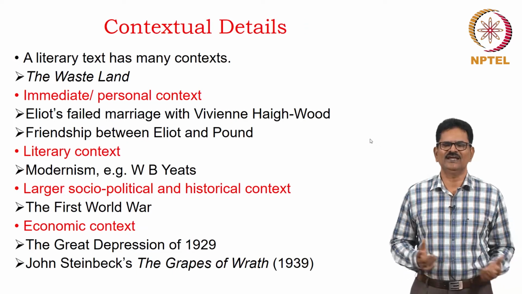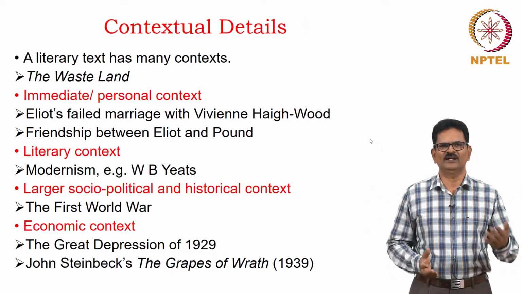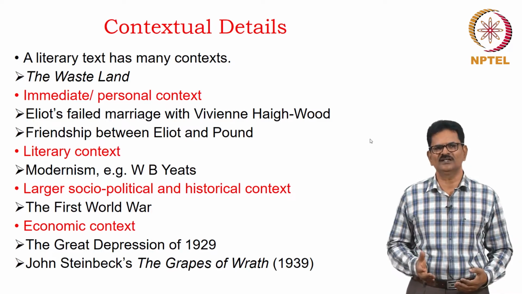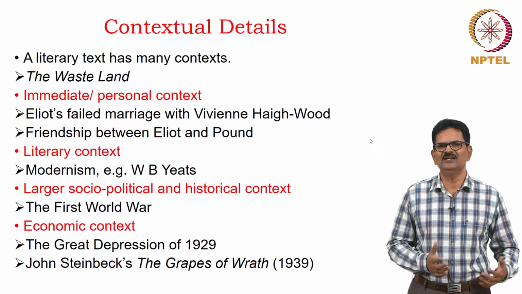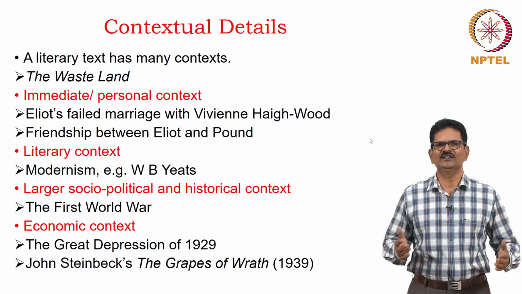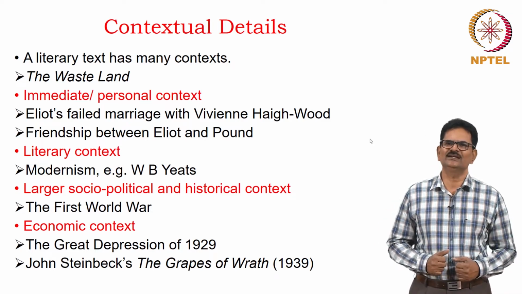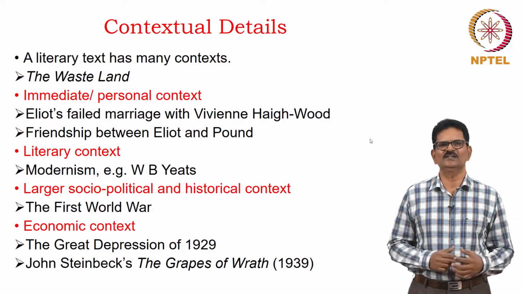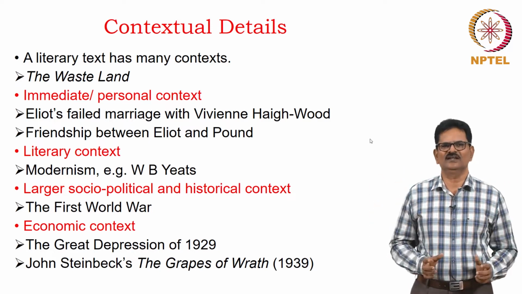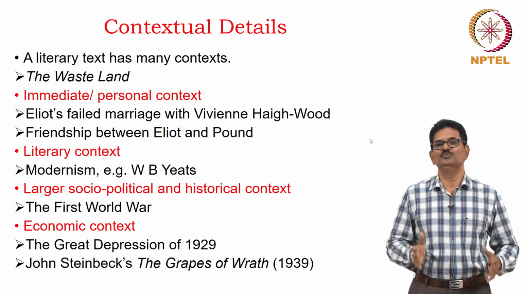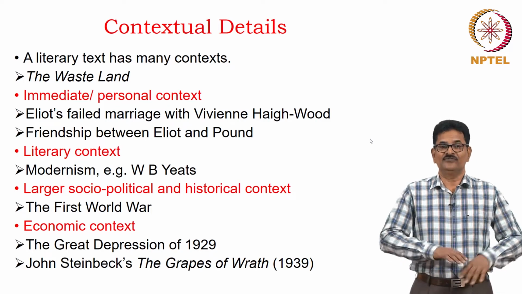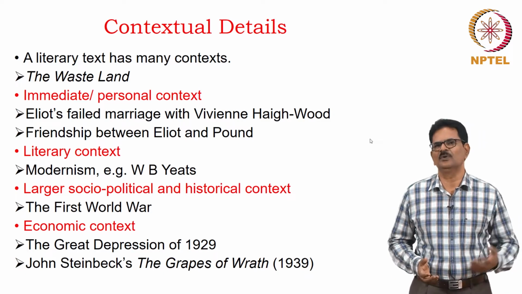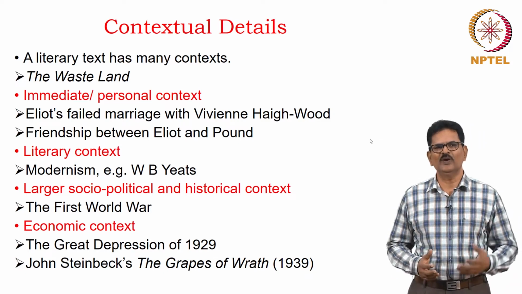Something more about the author we can find from the larger context. For example, The Wasteland has several contexts, immediate and personal context. In the case of T.S. Eliot's own failed marriage with his first wife Vivian Hayward, and his friendship with Pound is important for us to understand how this poem The Wasteland was written. We can also look at the larger context of modernism from W.B. Yeats as well, and further we can see the socio-historical political context in the form of the First World War in which The Wasteland was written.